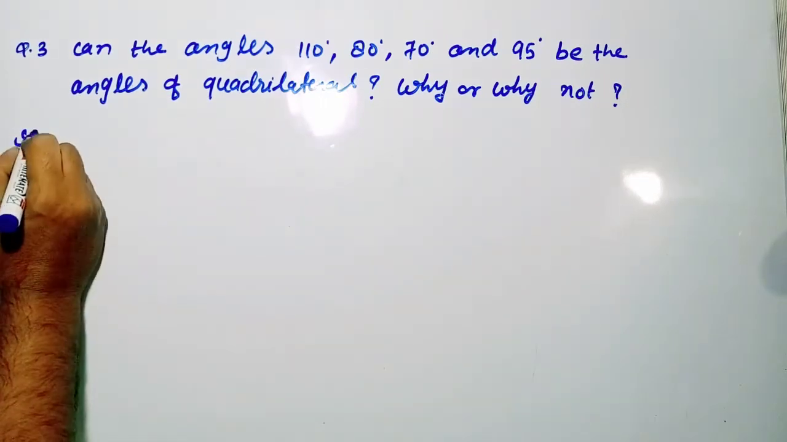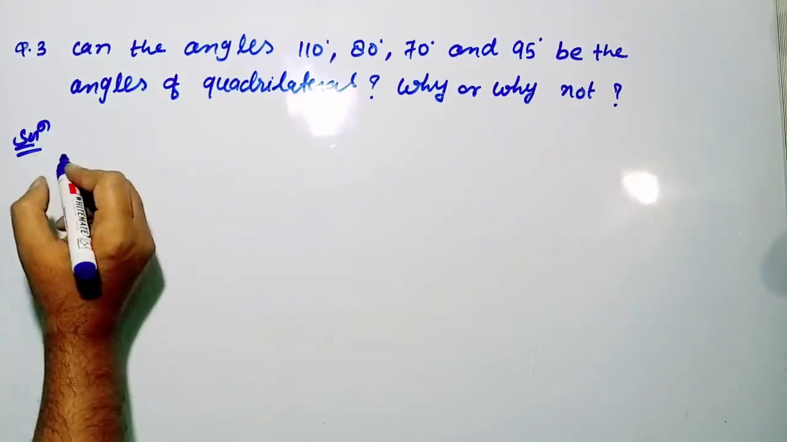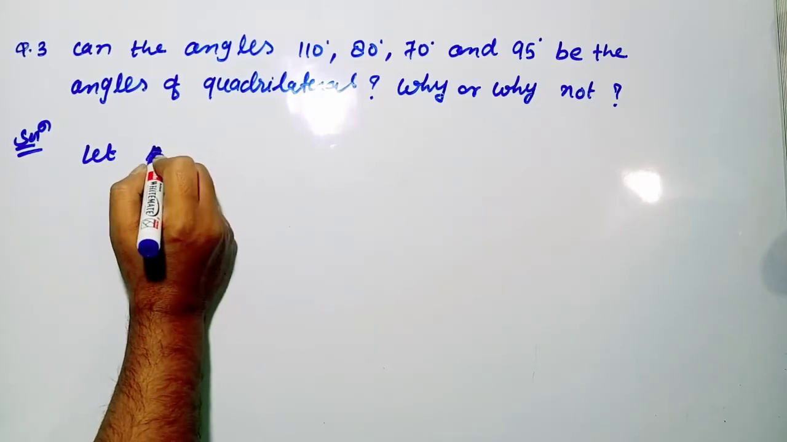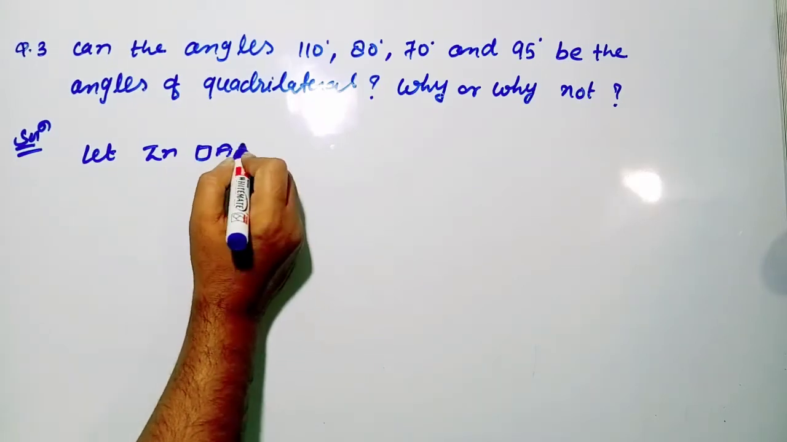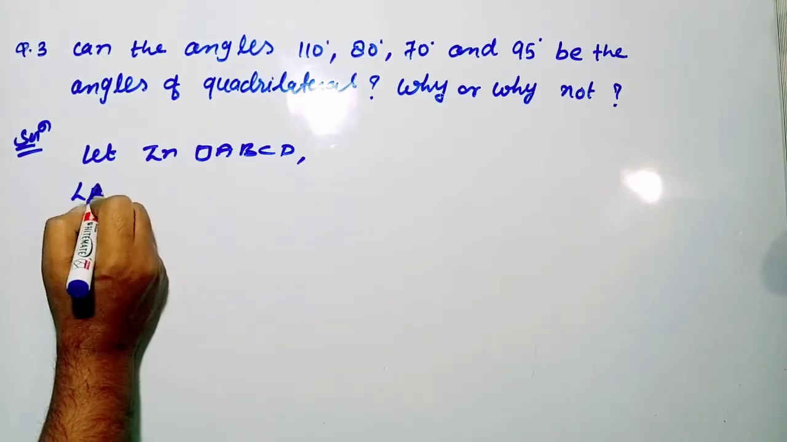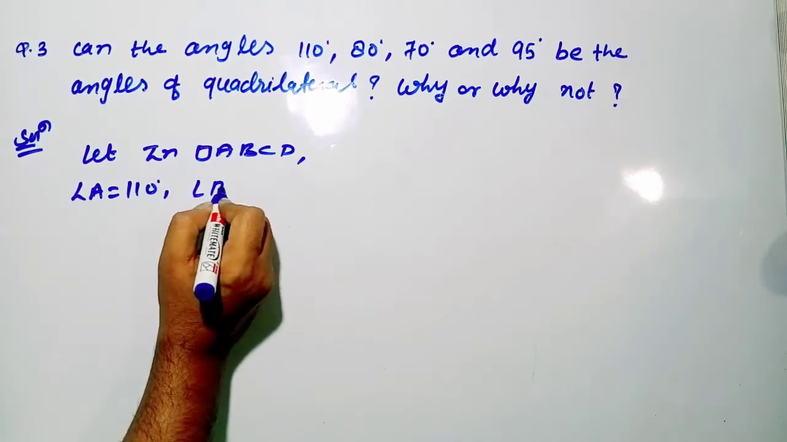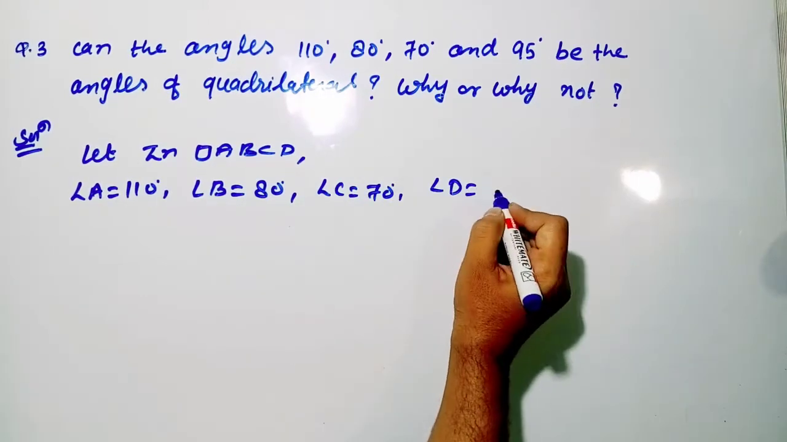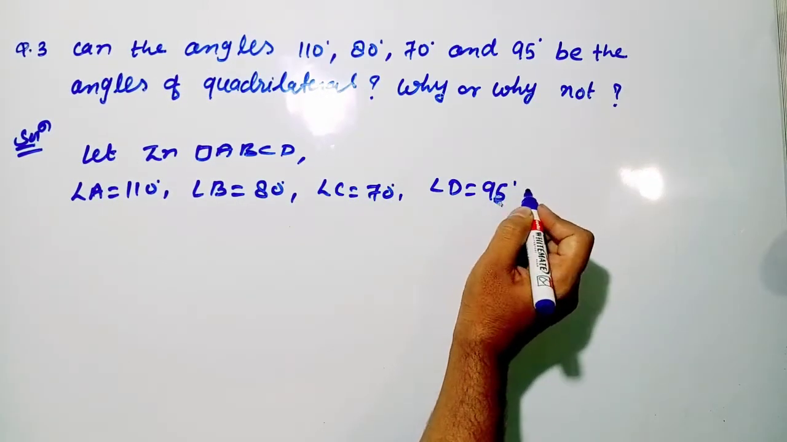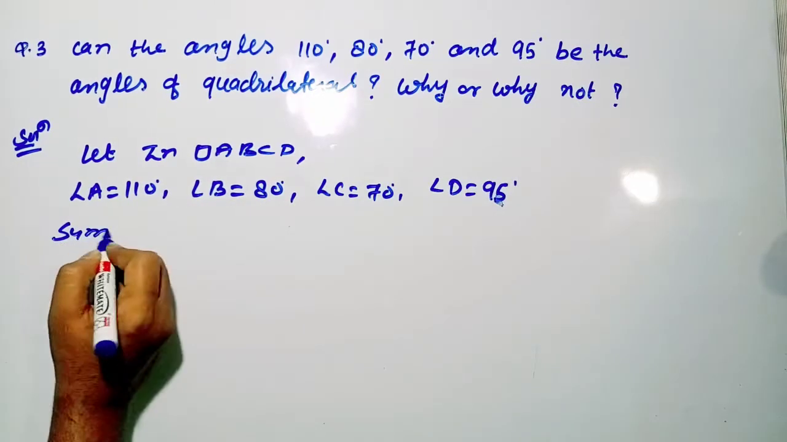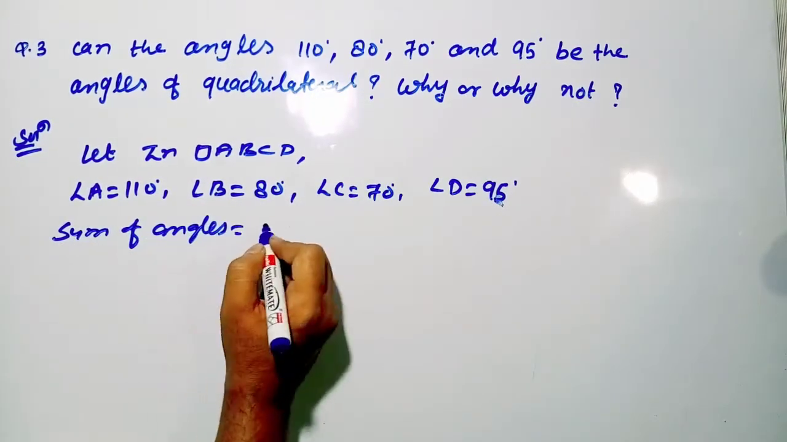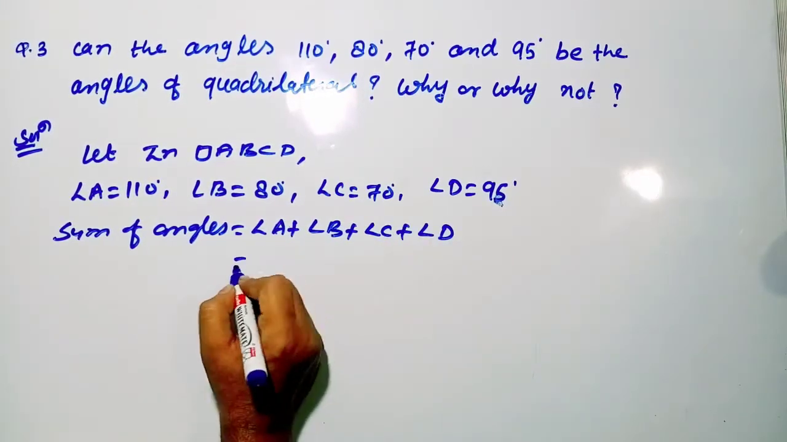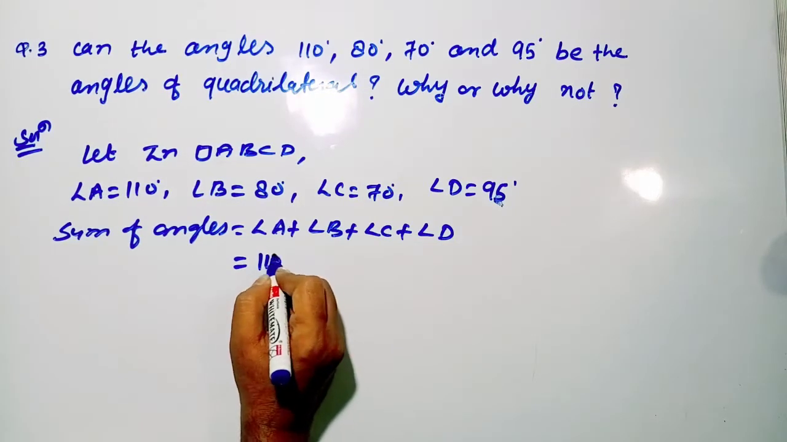Okay, so students, we know that the sum of the measures of angles of a quadrilateral should be 360. Let us check over here whether the sum of these measures of angles is 360 or not. If it is 360, then they may be the angles of a quadrilateral. If it is not, then these angles will not be the angles of a quadrilateral, right? So first of all, considering quadrilateral ABCD, as per the given data, the sum of angles of a quadrilateral should be 360. So let us check whether the sum of these angles is 360 or not.